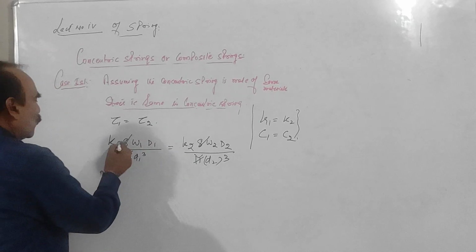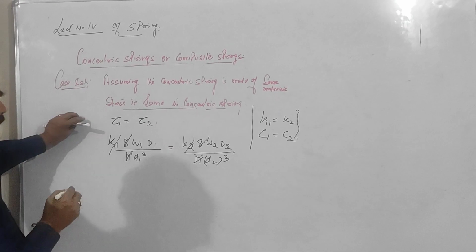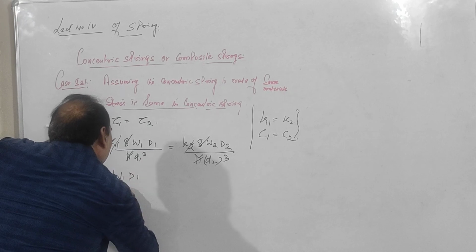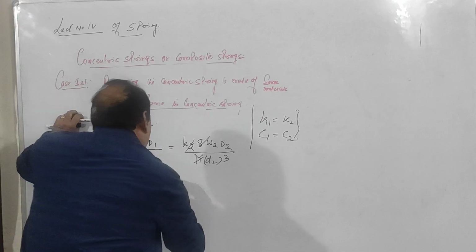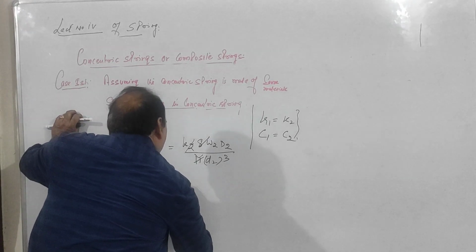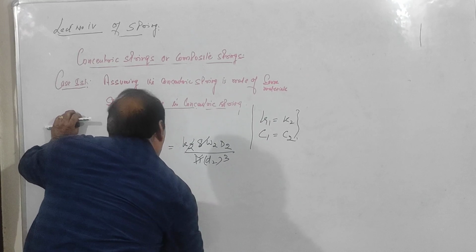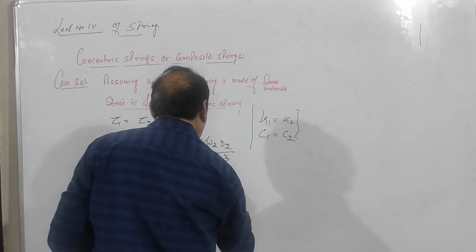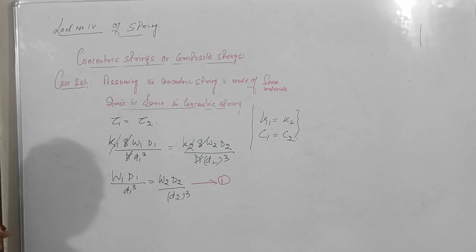तो अगर K1 K2 के बराबर है तो मैं इसको भी काट सकता हूँ, राइट? तो अब ये आपकी इक्वेशन क्या बनी? सो नो योर इक्वेशन इज W1 D1 D1 cube, this is equal to W2 D2 and D2 cube, right? So this is, you can say, this is equation number 1, right?